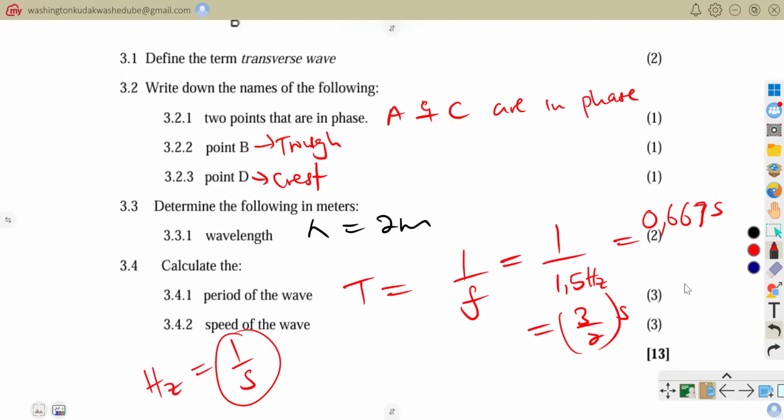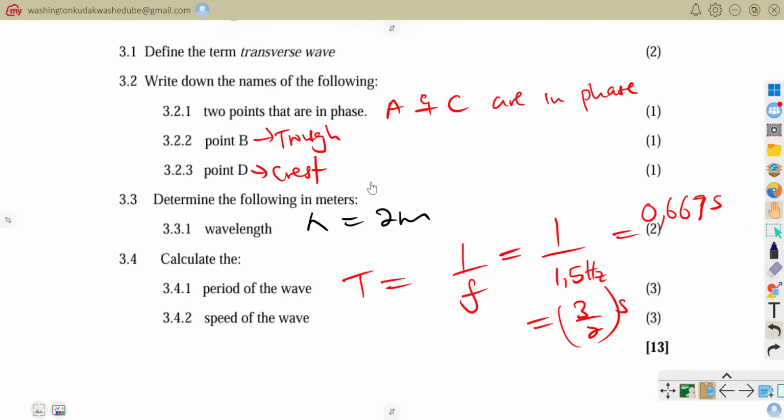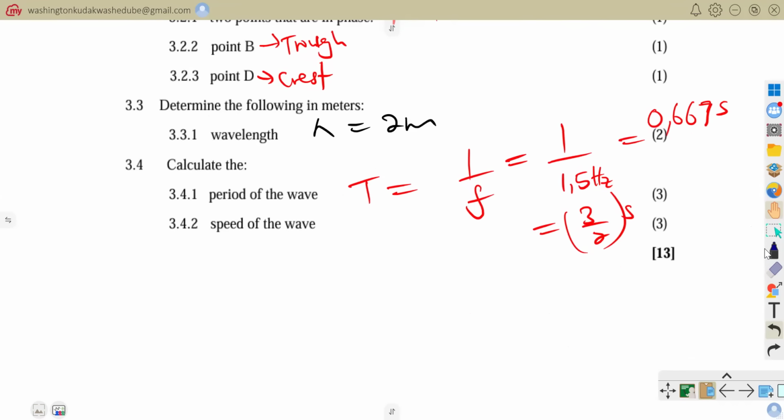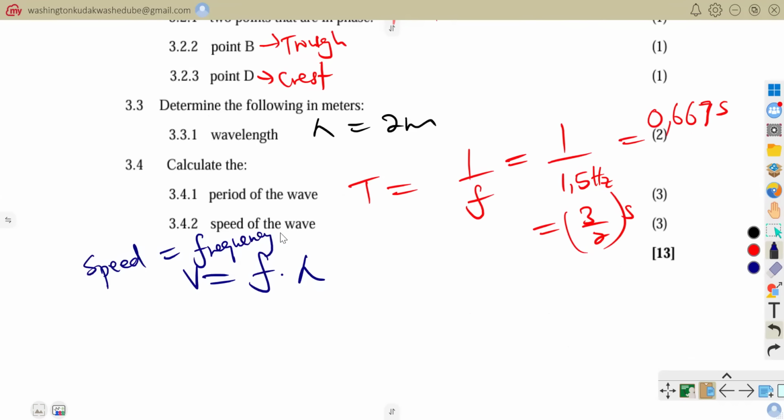Now they're saying calculate the speed of the wave. How do I calculate the speed of the wave? I have got what we refer to as the wave equation. The wave equation says v equals f lambda, meaning the speed of the wave is given by the frequency times the wavelength.